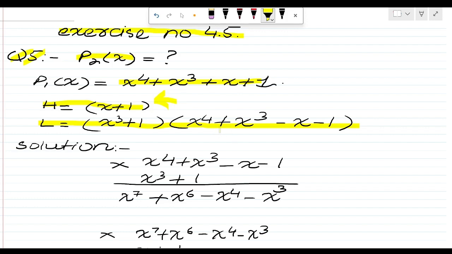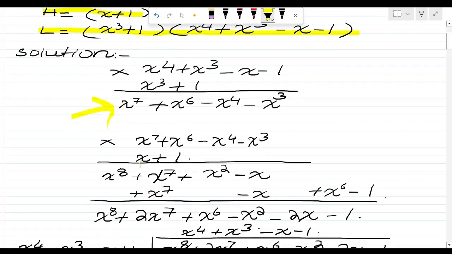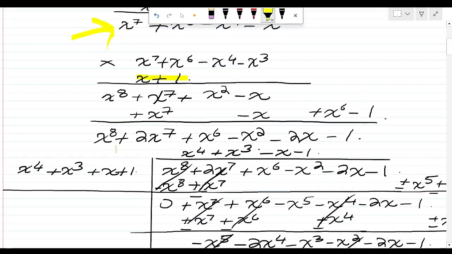So if you multiply this first with this second, you will get x power 7 plus x power 6 minus x power 4 minus x power 3. And then when you get this value, you need to multiply this value again. With what value? With the HCF. So x power 7 plus x power 6 minus x power 4 minus x power 3 will be multiplied with x plus 1, which is our HCF. In the end, what you will get is x power 8 plus 2x power 7 plus x power 6 minus x power 2 minus 2x minus 1.